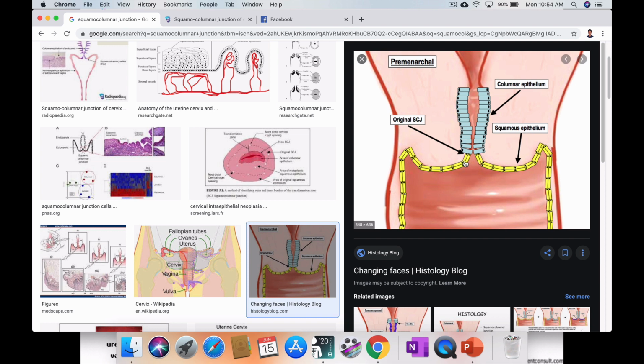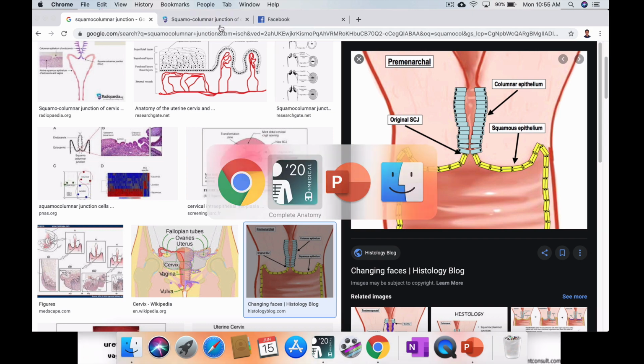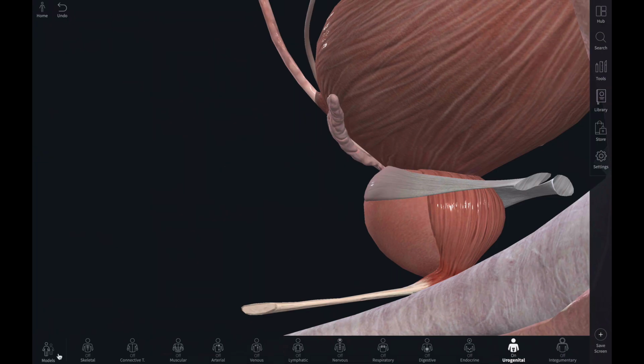So this is called the transition zone, that is, the columnar epithelium merging with the squamous epithelium, also called the squamo-columnar junction in the cervical os, which is a common site for cancer origin. You can see this.